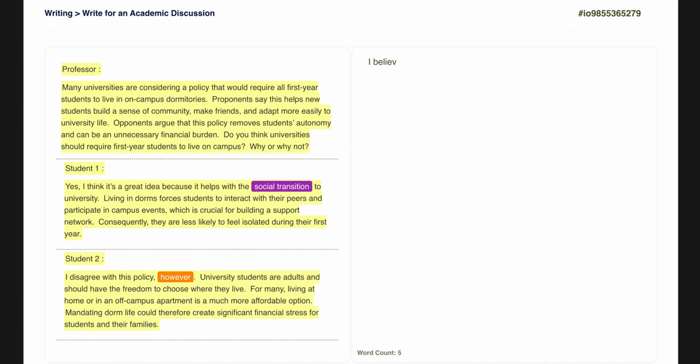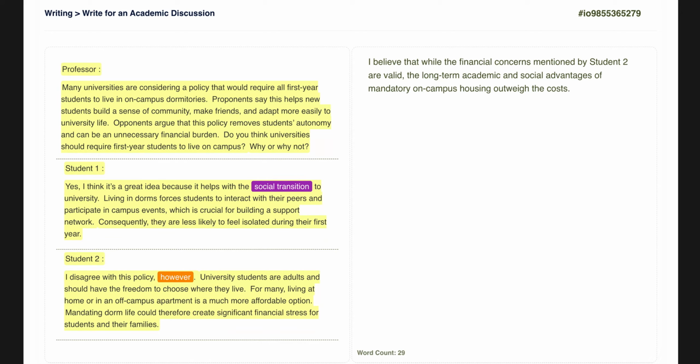Now we pivot to our own stance with "the long-term academic and social advantages." This tells the reader exactly what our main points will be. We finish the sentence with "of mandatory on-campus housing and outweigh the costs." This clear comparison strengthens task fulfillment because it directly addresses the conflict between the two previous students.